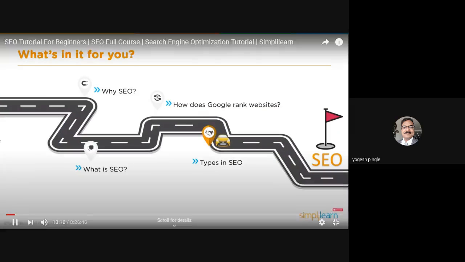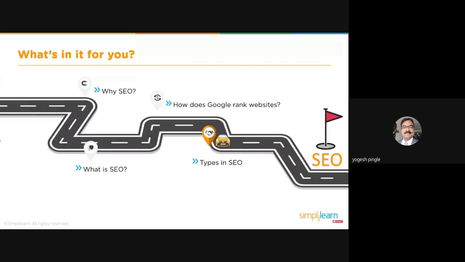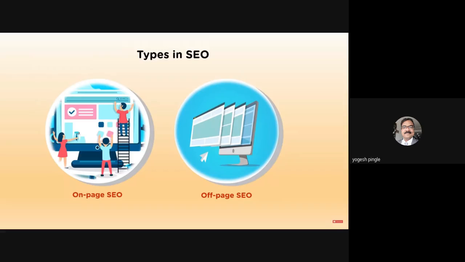Okay, so we're going to talk about the types of SEO now. If we want to rank for a particular keyword on Google, we're going to have to apply search engine optimization. There are two strategies to search engine optimization: on-page SEO and off-page SEO. First, we're going to talk about on-page SEO.